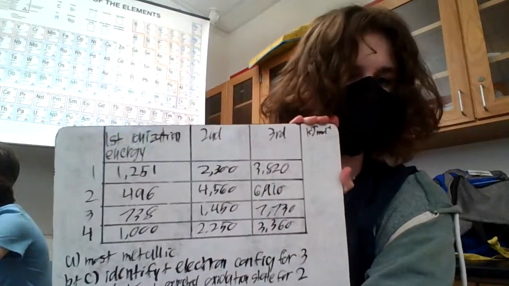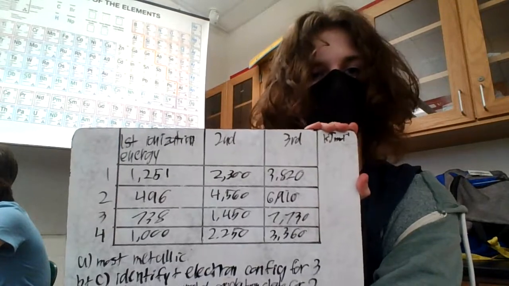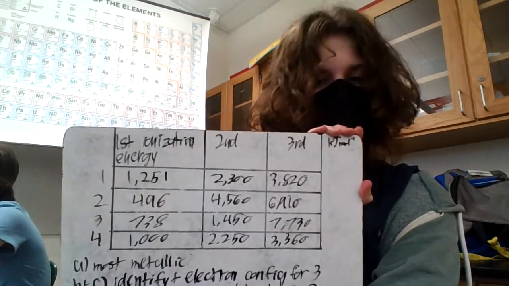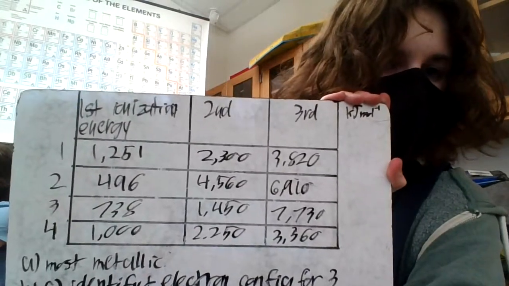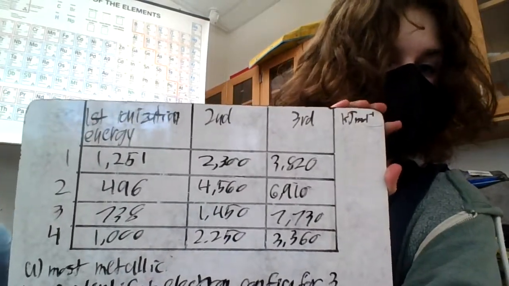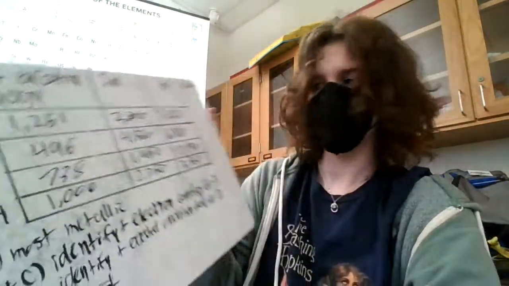Hi guys, I'm going to be showing you through this free response question, which is about ionization energies and what you can infer about an element from them. So, context, we are given the first 3 ionization energies from 4 unknown elements from the 3rd row of the periodic table. So, what we're asked to do first is to find the element that's most metallic in character.